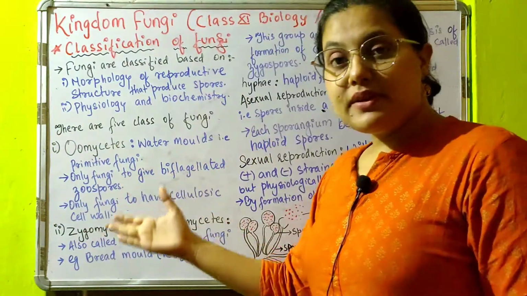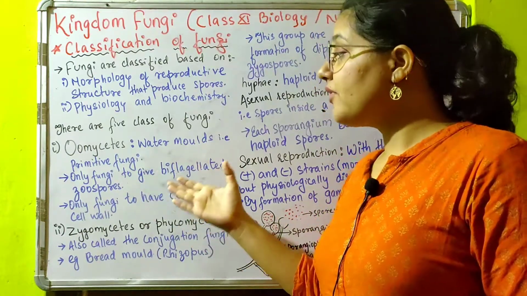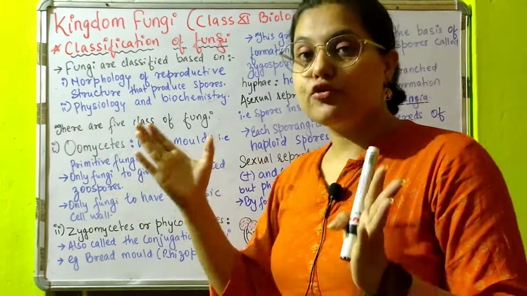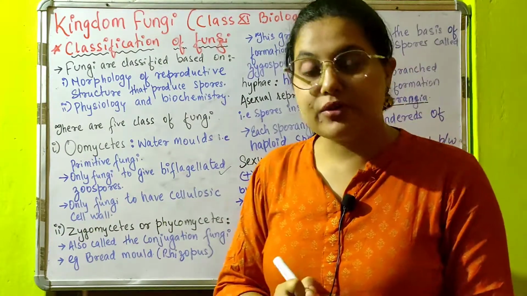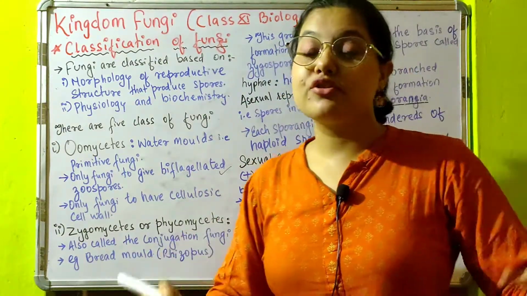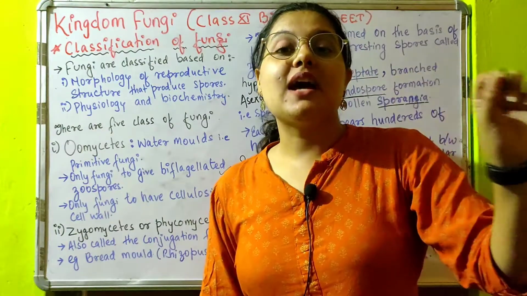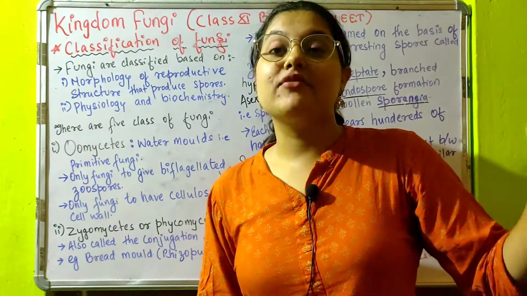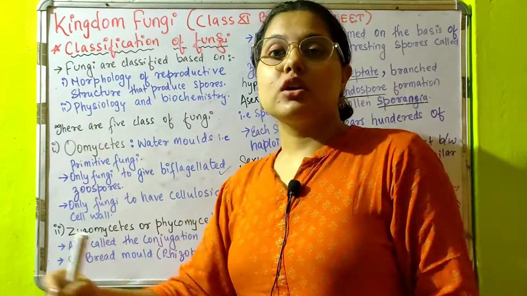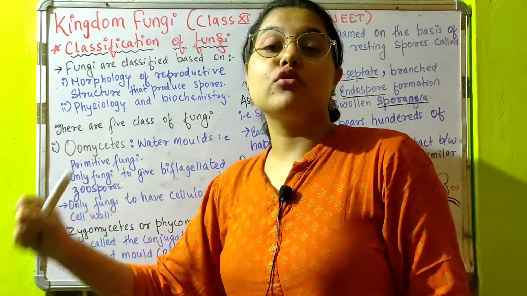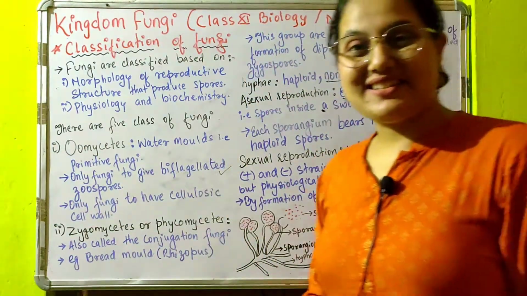The basic characteristic of Oomycetes is that it is the only fungi to give biflagellated zoospores, and this becomes important for your MCQ type of questions, because this kind of question is basically asked in MCQs. It's the only class of fungi having a biflagellated zoospore. Also, which is the fungi to have a cellulosic cell wall? You have to mark tick on Oomycetes again.